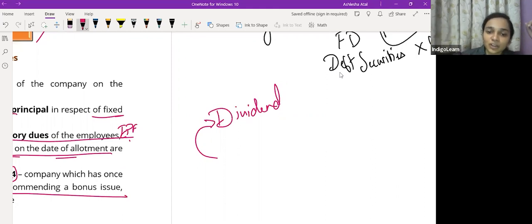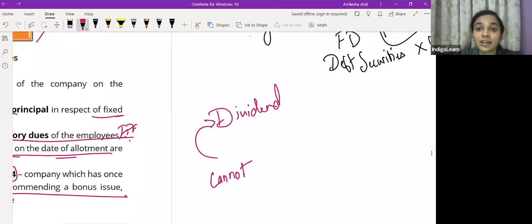A company cannot do that. A company is prohibited from doing this. A company cannot issue bonus shares in lieu of dividend. मतलब dividend जहाँ पे announce करा है वहाँ पे dividend ही pay करो. आप dividend की जगह पे bonus shares issue नहीं कर सकते हो.